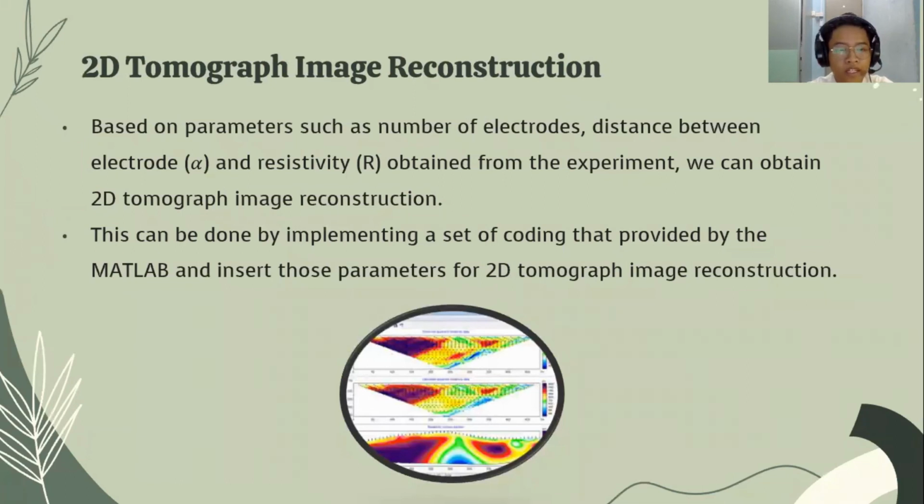And finally, the two-dimensional tomograph image reconstruction is based on parameters such as the number of electrodes, the distance between electrodes, and the resistivity obtained from the experiment. And then we can obtain the 2D tomograph image reconstruction. This process can be done by implementing a set of code provided in MATLAB and inserting those parameters for the two-dimensional tomograph image reconstruction.